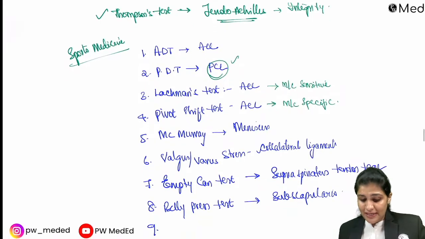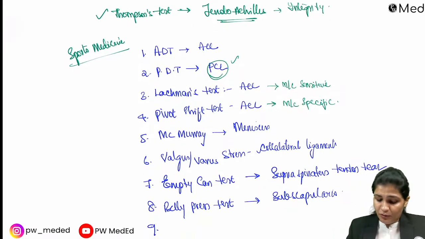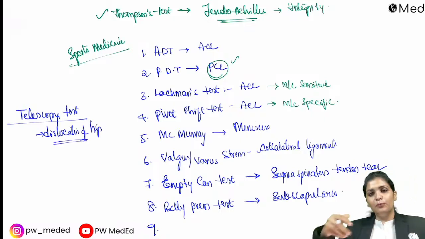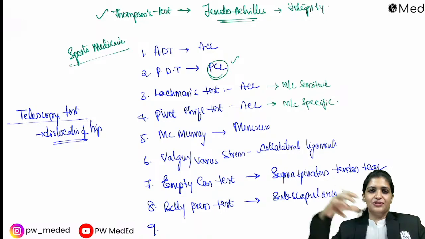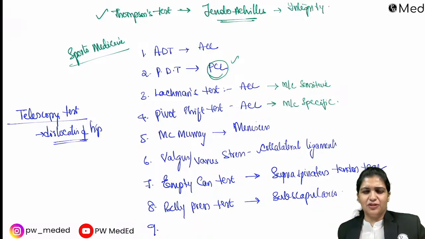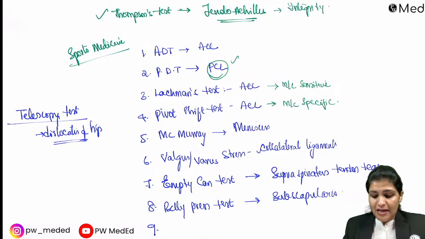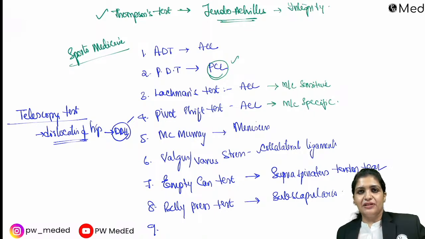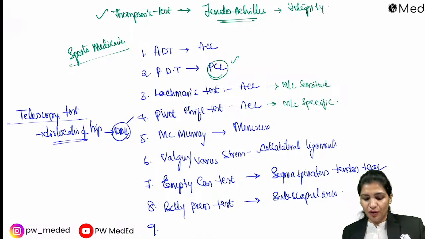So this is the Thomas test, and then you can also remember there is a telescopy test again for your dislocation of hip. So you can move the hip femoral head outside and inside. This is called the telescopy test, usually seen in case of DDH. So developmental dysplasia of hip, in case of when they present in the later ages, after the 1 year or 2 years of age, you will find this telescopy test. This is also a test for your tuberculosis.